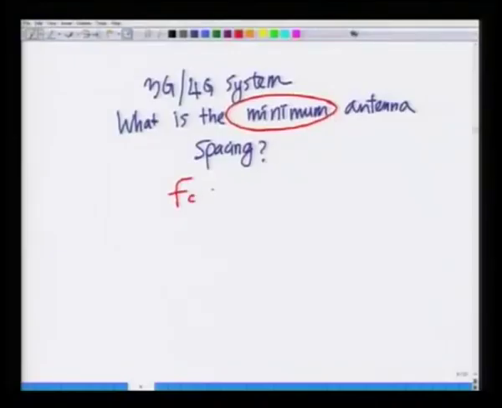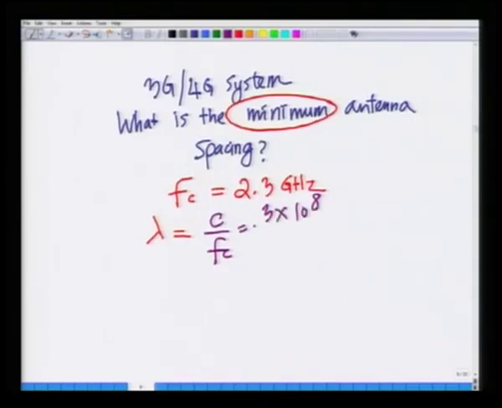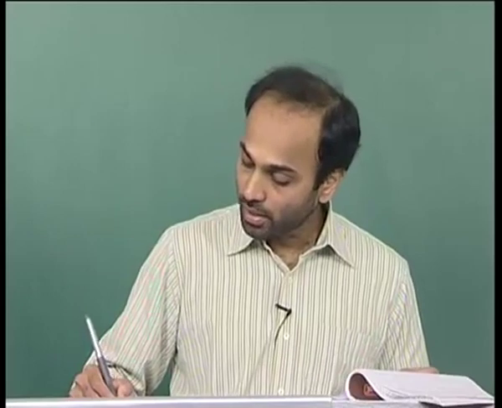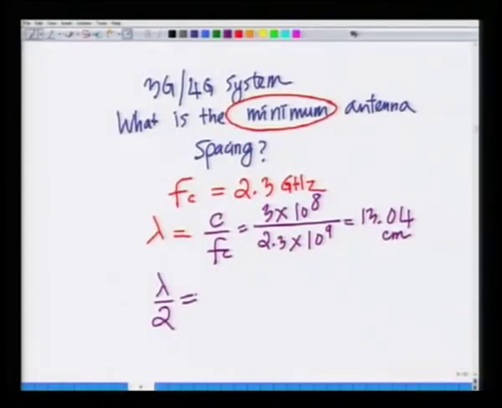So, let us look at the spacing in a 3G/4G system. We know that the carrier frequency for a 3G system is 2.3 gigahertz, which means lambda equals c over fc, which is 3 into 10 power 8 divided by 2.3 into 10 power 9 hertz, which is equal to 13.04 centimeters. And lambda over 2 is 13.04 over 2, which is 6.5 centimeters, and this is the minimum spacing that is required.